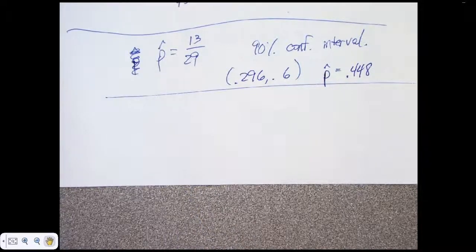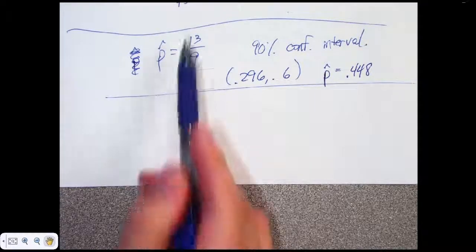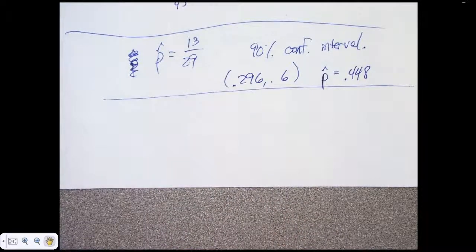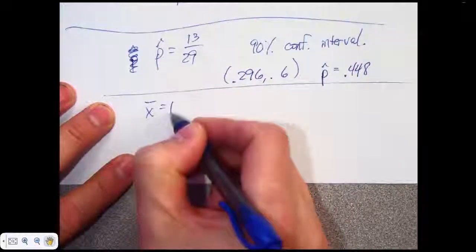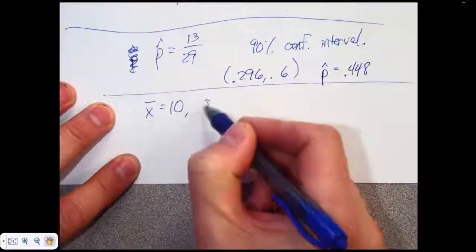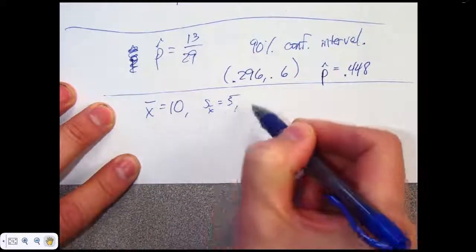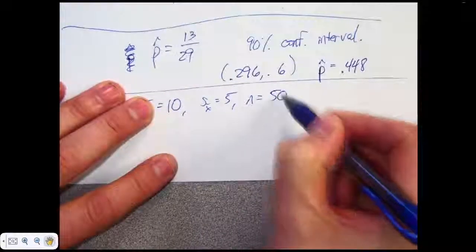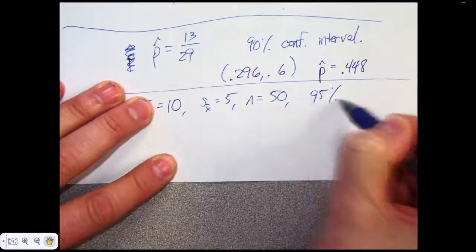How many got this? How many don't have it yet? Are you on the right path? You think so? So 1 prop Z interval, and then you just put in 13 over 29. The next one, X bar equals 10, S sub X bar equals 5, N equals 50. Give me a 95% confidence interval.